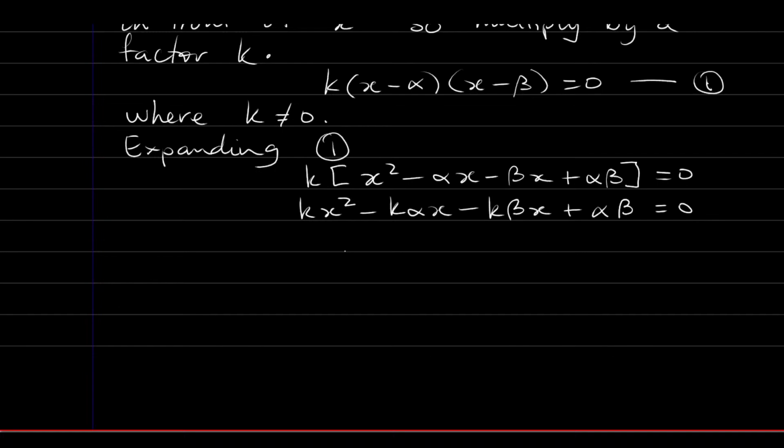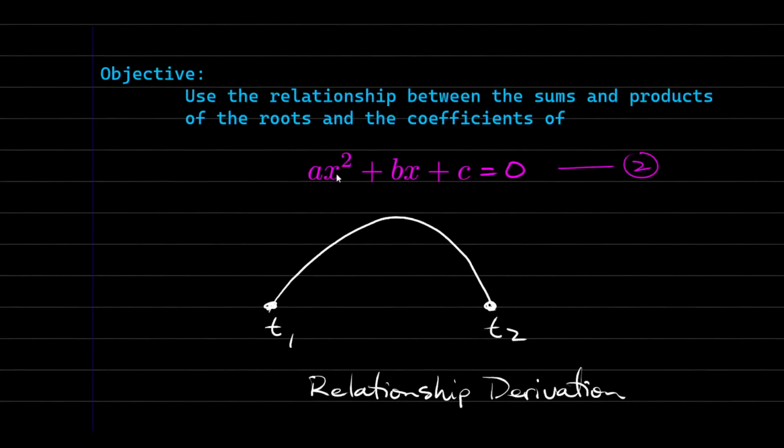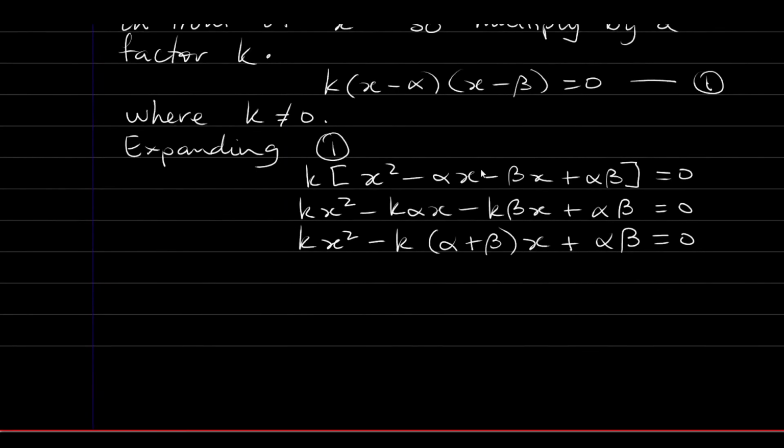And then what am I going to do? I'm seeing here that I have an x squared, and I'm seeing x here and x here. So I can factor out this x here and here. Let's do that. I'm going to say kx squared, minus k in front here, and inside of here I'm going to have alpha plus beta, close the bracket, and then I'm going to put this x on the back instead of the front. And then I have plus k alpha beta equals 0. Now, if you look at this here, you would see that it starts to look a little bit like this.